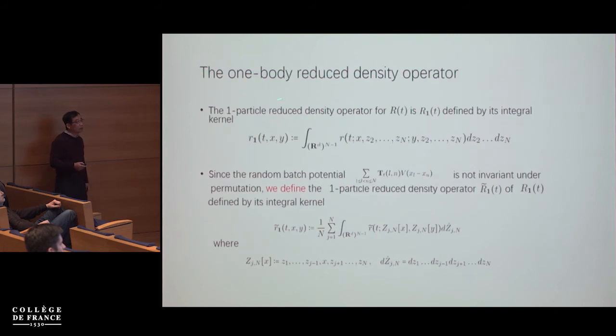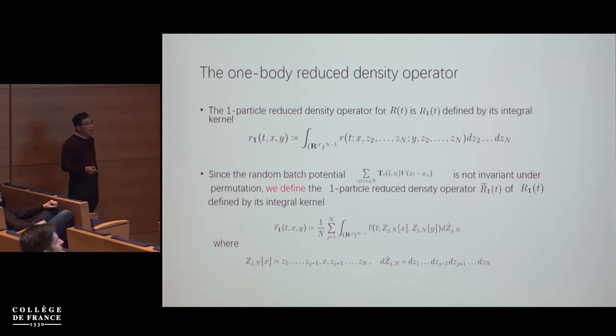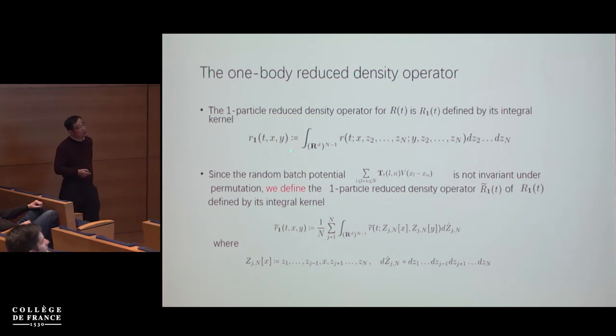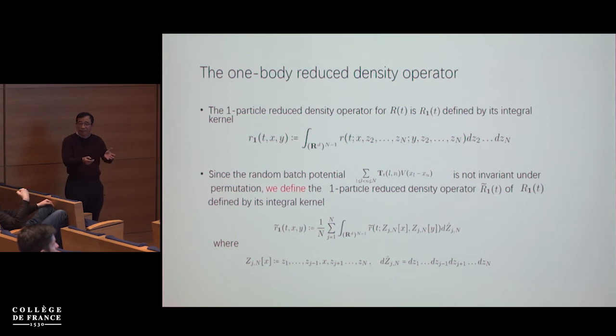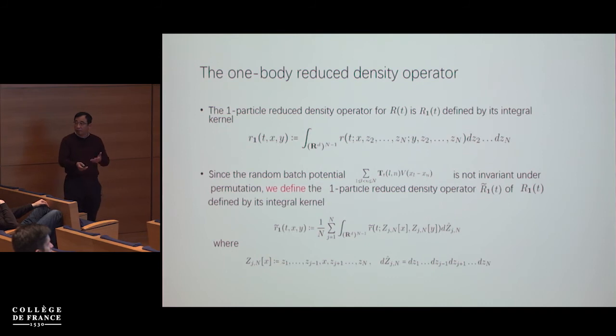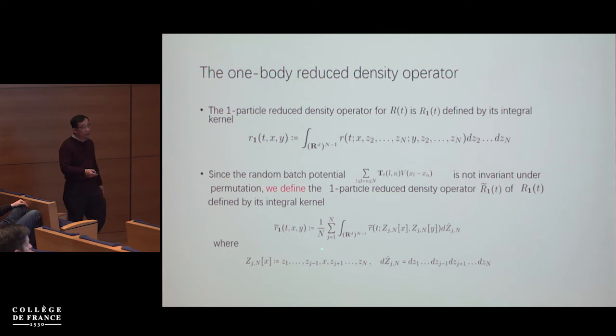It turns out the quantity of interest we consider is the so-called one-body reduced density operator. This is basically the first marginal: you integrate out all the variables except x1 and y1. But because of the loss of symmetry, what we need is to integrate out all the variables except the ith variable, which is not symmetric. So you have to add all these n first marginals and take the average. Take this averaged first marginal, all right? That's the quantity of interest.